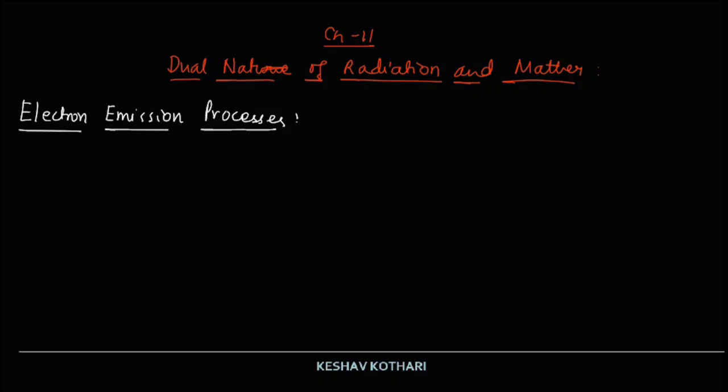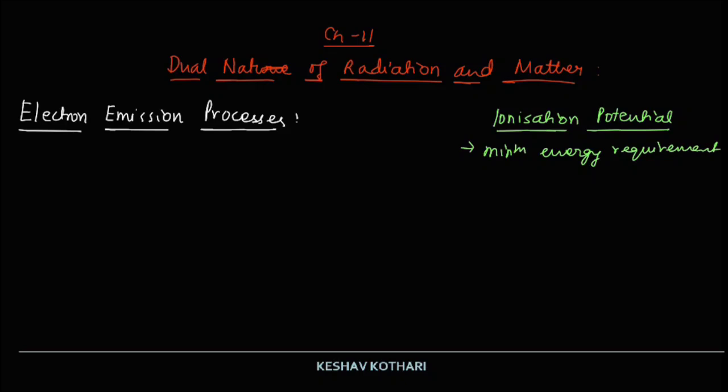Now let us first of all understand this word, ionization potential. When we say ionization potential, it implies the minimum amount of energy that is required to remove an electron from the atom of an element. So it is the minimum energy requirement to knock out an electron from an atom of an element.